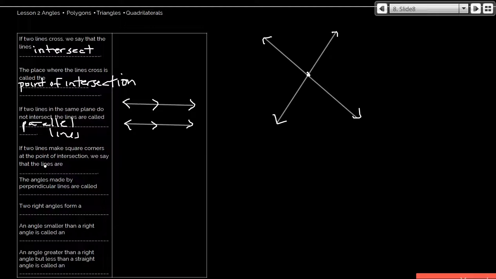If two lines make square corners at the point of intersection, we say that the lines are, so let me just draw that. I'm going to make two lines and they make square corners. Guess we haven't gotten into the word right angles yet. So square corners are right angles. I'm sure that's coming up soon. So we put that in there to show it's a right angle. So if they form square corners at the point of intersection, we say that the lines are perpendicular.